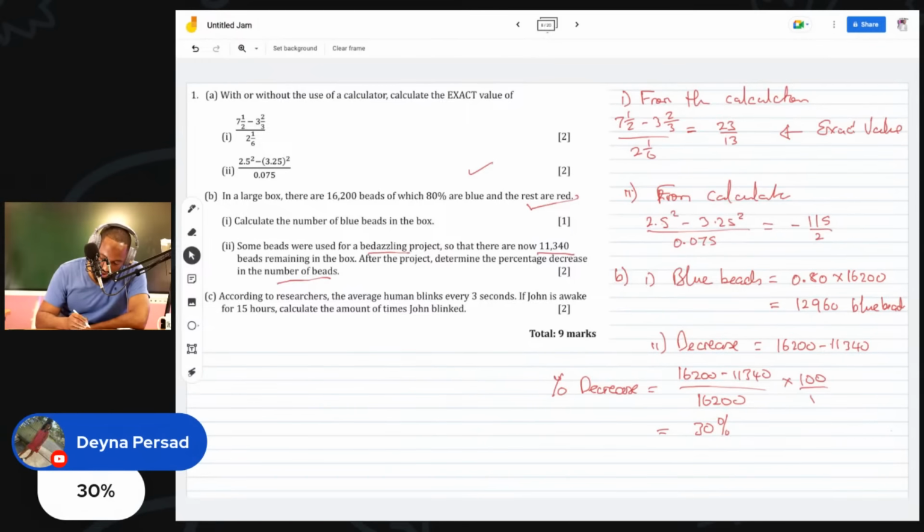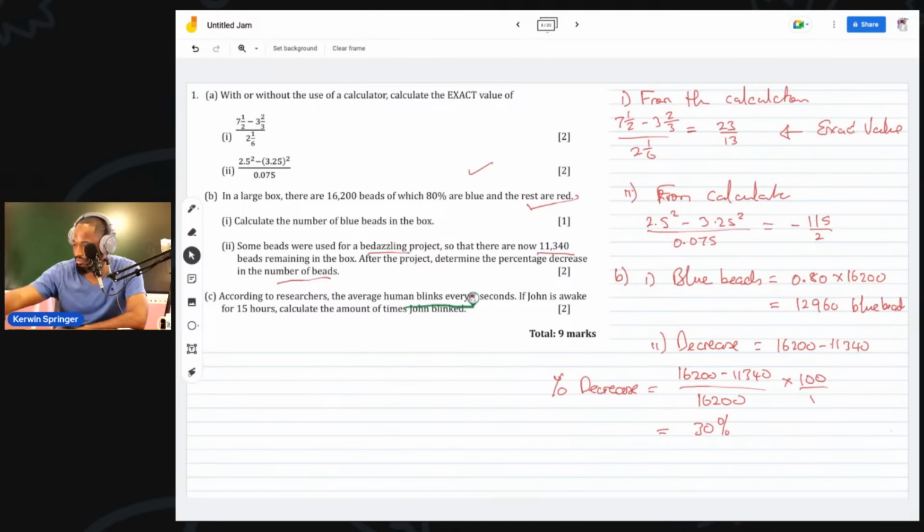According to researchers, the average human blinks every 3 seconds. So if John is awake for 15 hours, calculate the number of times John blinks. So every 3 seconds, you blink? That was not true. 1, 2, 3. Blink. Nah, buddy. You blink like that if your exams are around the corner.